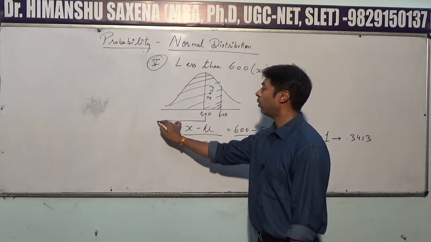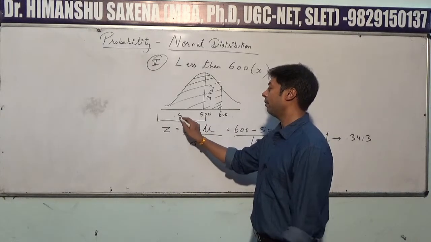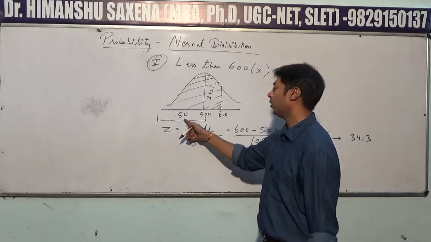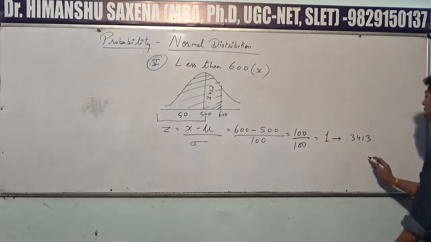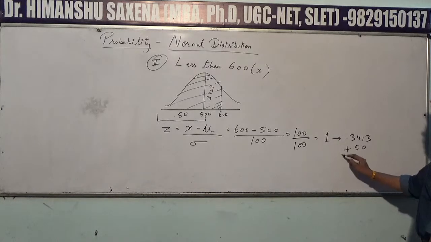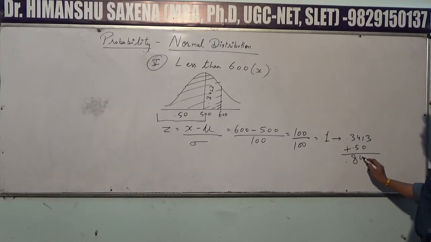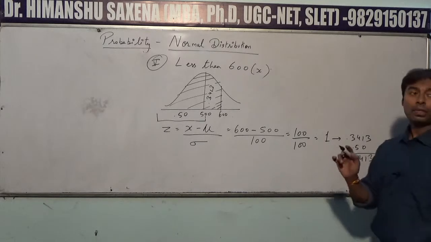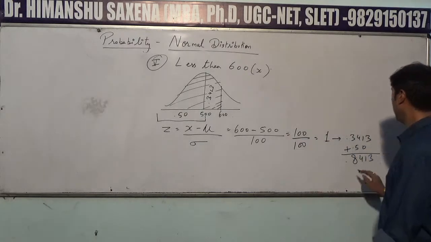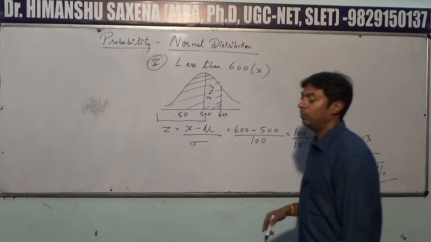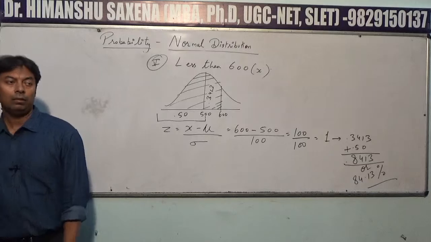And if you haven't forgotten, I just explained in the beginning that this entire area to the left hand side of the curve is always equal to 0.50. So what do we do? We add 0.50 to this value 0.3413 to derive the final answer. That is 0.8413, which can be expressed in percentage, that is 84.13%.